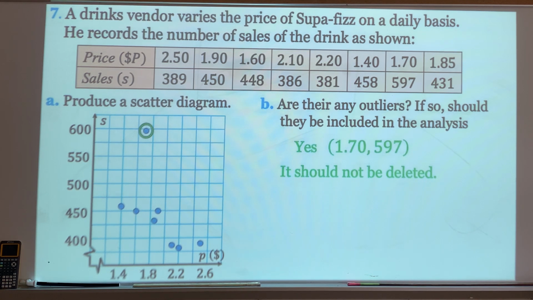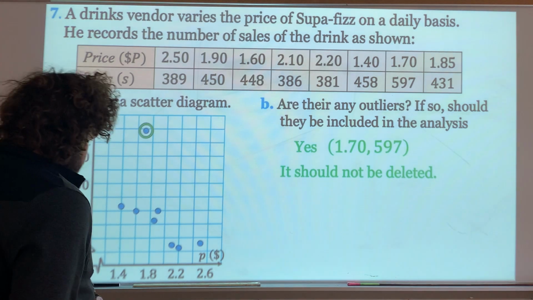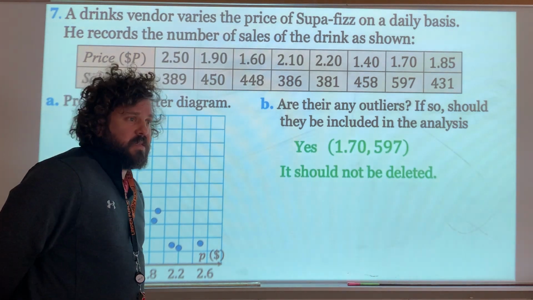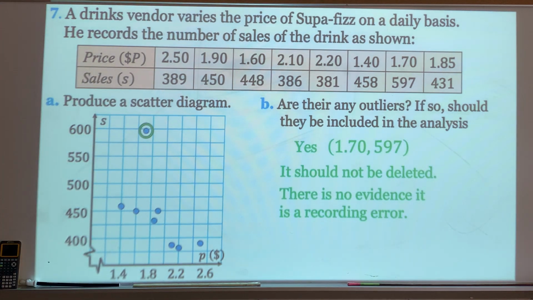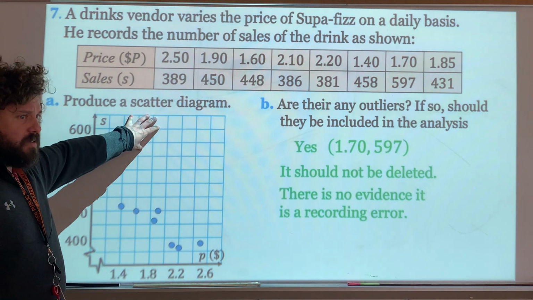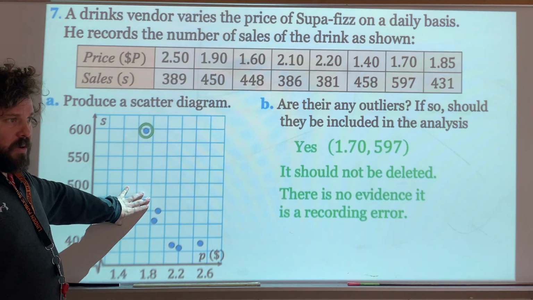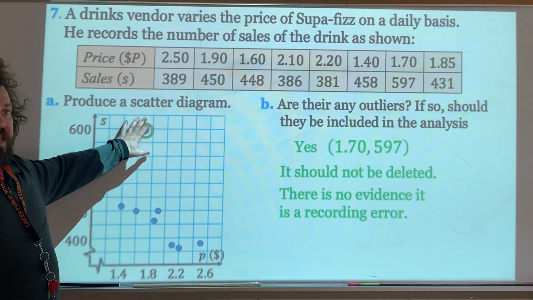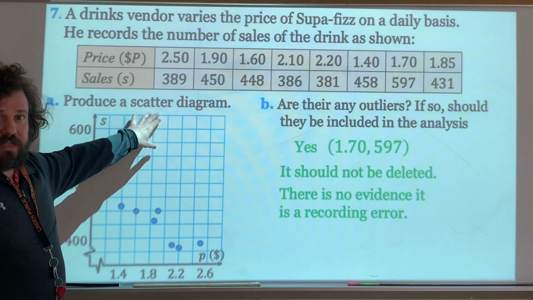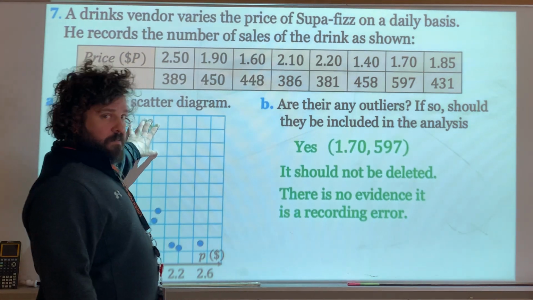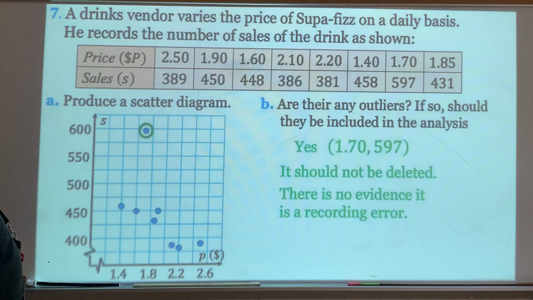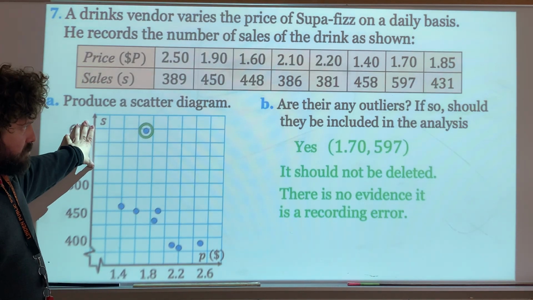The reason this one should not be deleted, anyone know why? Even though it makes no sense, why should it not be deleted? There's no evidence of a recording error. This is real data. Even if your data doesn't fit your graph perfectly and it looks like an outlier, if it's real recorded data that you actually took and didn't make a mistake doing, you have to keep it. So you have to keep this data.